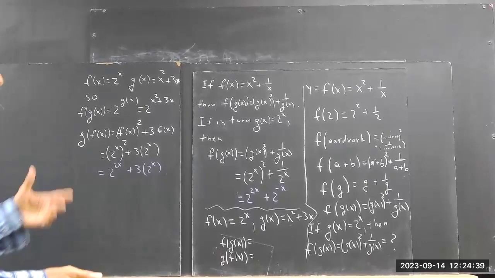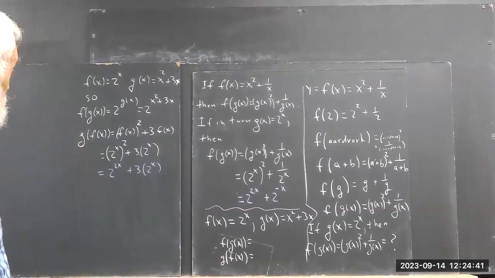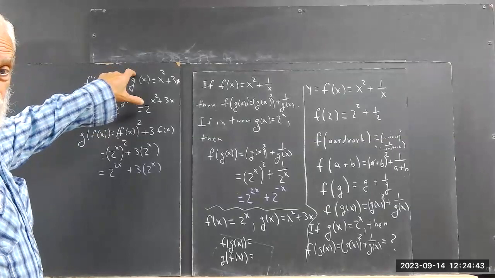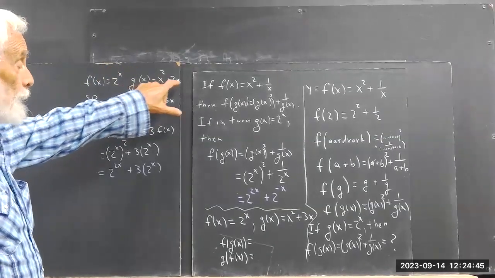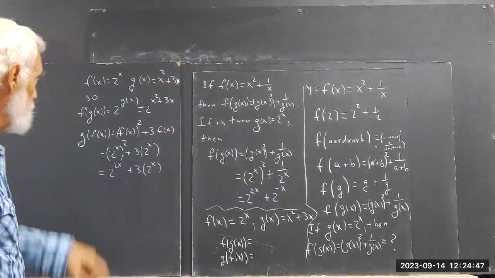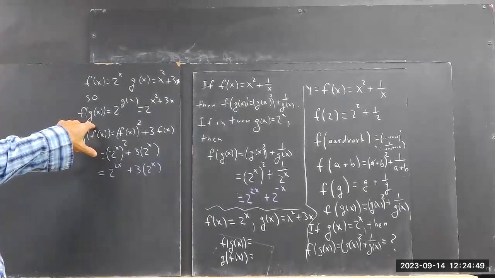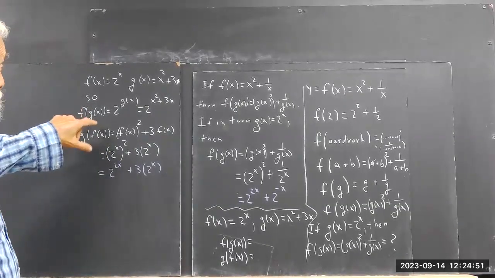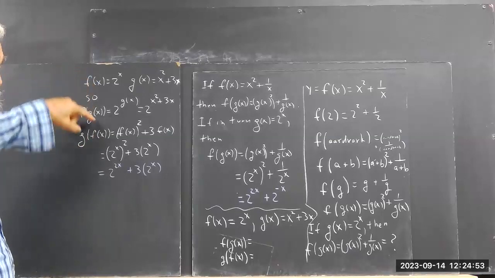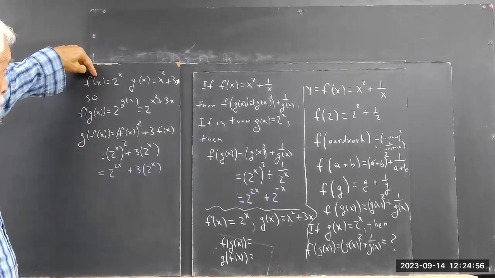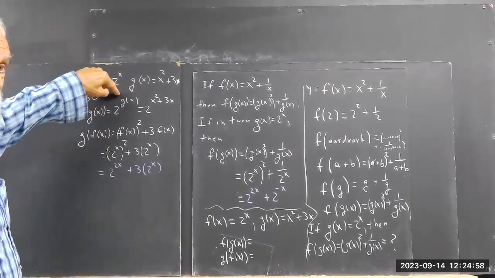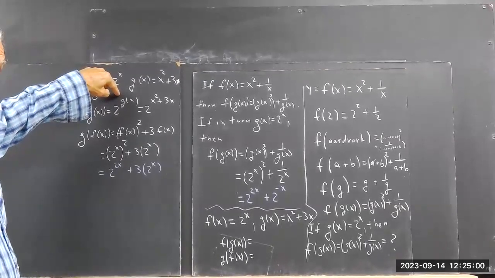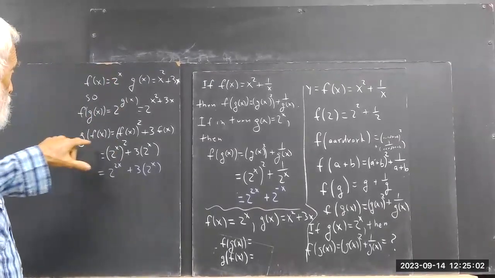Okay, what I just said, and I regrettably didn't have the camera on. F of x is 2 to the x. G of x is x squared plus 3x. This is what we said here. So what is f of g of x? Well, the most obvious thing is g of x has replaced x in the f function. So this is 2 to the g of x. Okay. What about g of f of x?